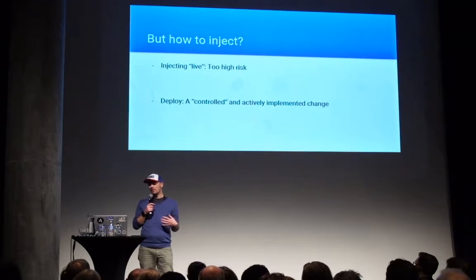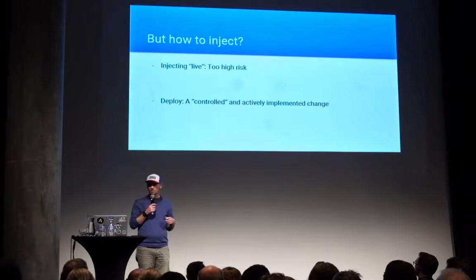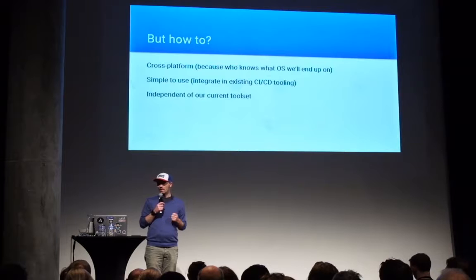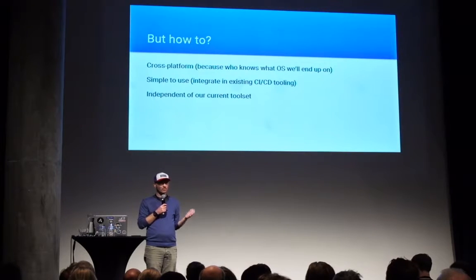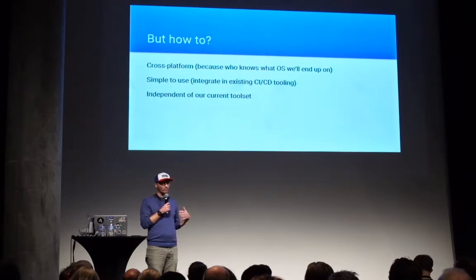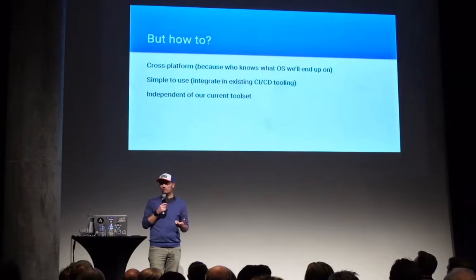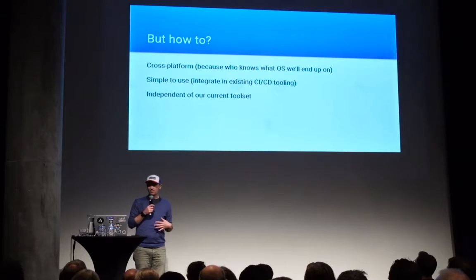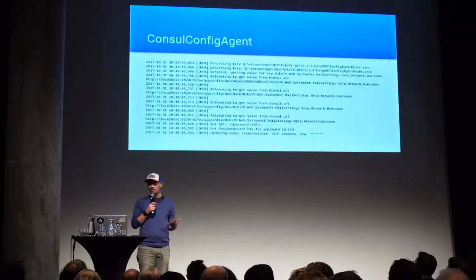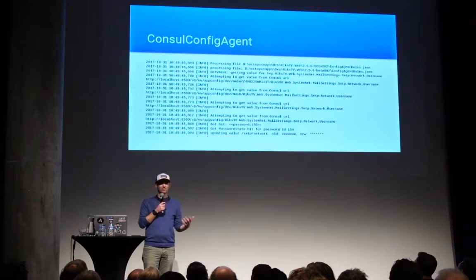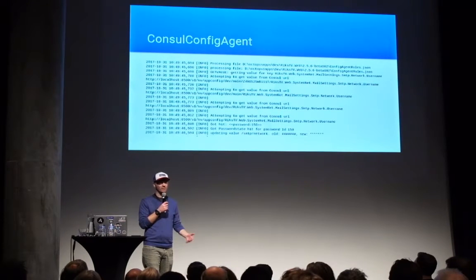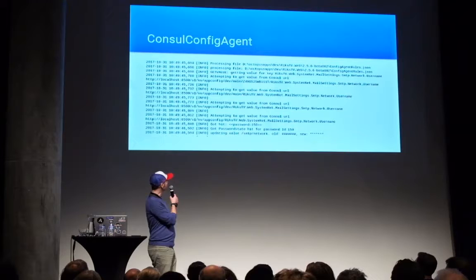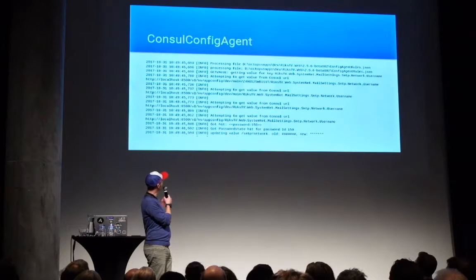But then the problem is, how do we inject it? Do we want to inject it live, upon change? We figured that was too risky. So instead we decided we want to inject this at deploy time, because deploy is a controlled change. Also, we decided we wanted a cross-platform thing. So we built it in Python, which compiles nicely to exe and also runs on Linux. And this is essentially what it looks like when we deploy now.